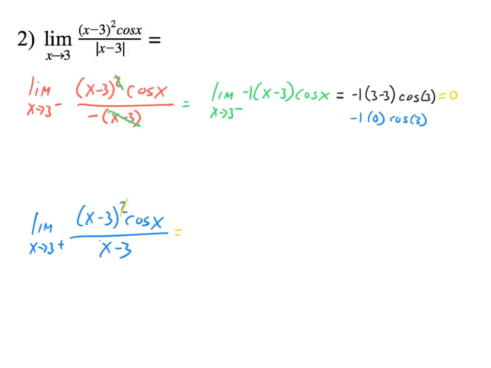So for the other one, don't these cross out again? That leaves me the limit as x approaches 3 from the positive side of x minus 3 cosine x. And when I plug in my numbers, won't this become a 3 minus 3 cosine 3? Should look familiar. When we do that, doesn't that become 0 times cosine 3? And when I do that, won't that be 0 times this is 0? So don't we have another 0?